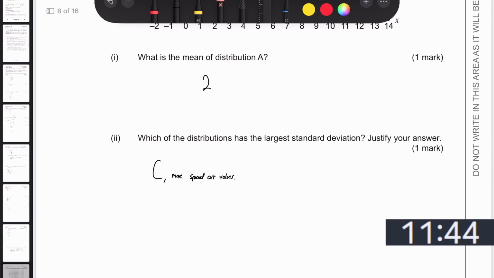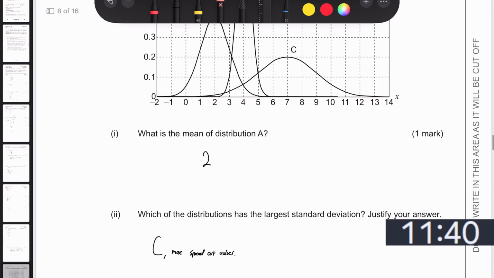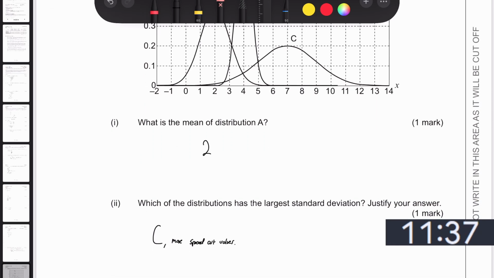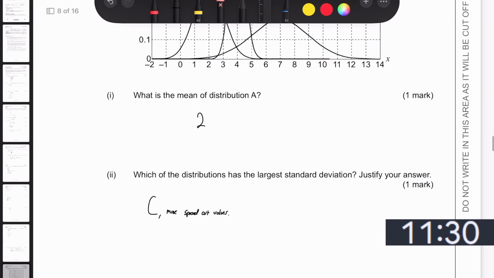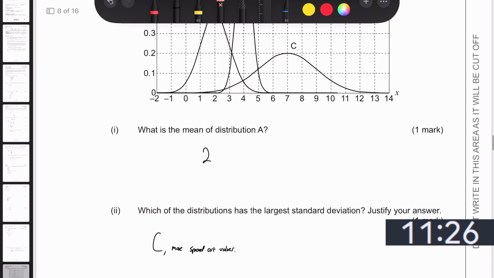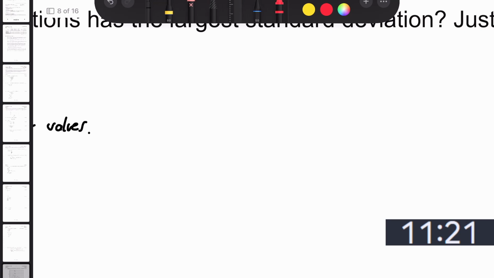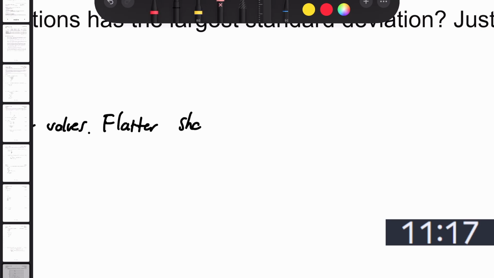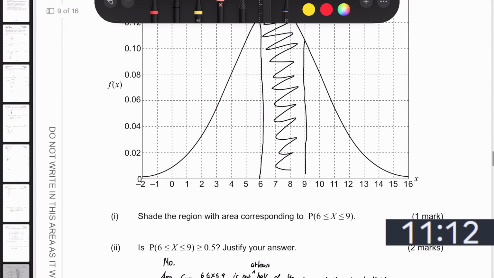What's the distribution of the largest standard deviation? C, more spread out values, or encompasses more values. Larger variance. More spread out values. Yeah, that's a flatter shape as well. Flatter shape.